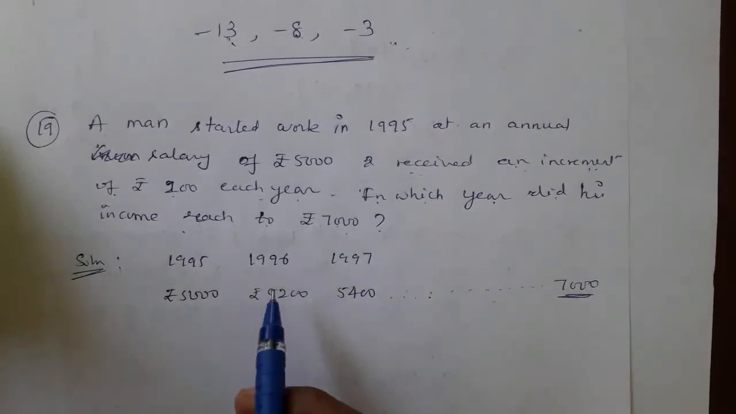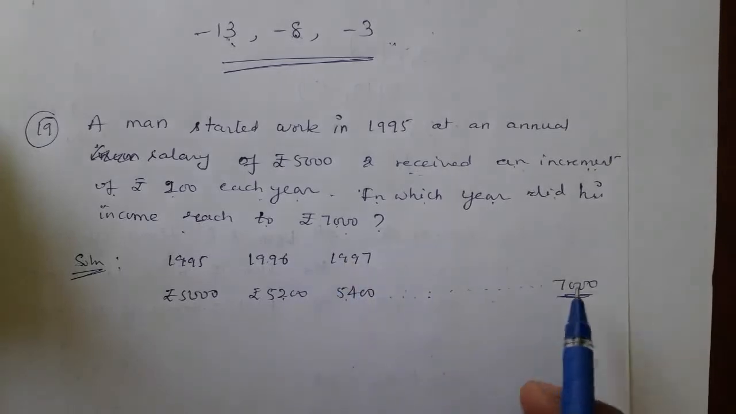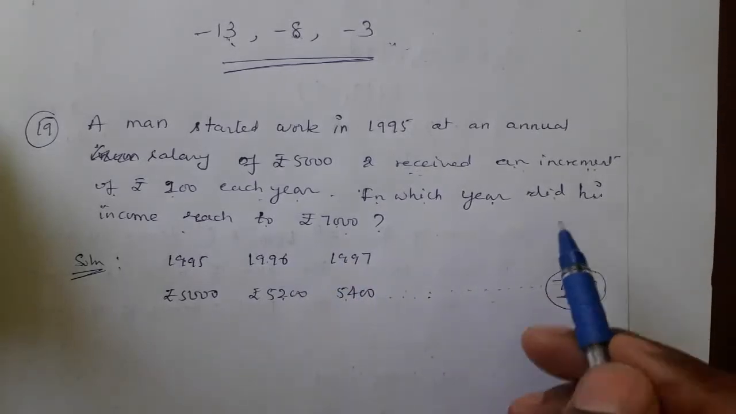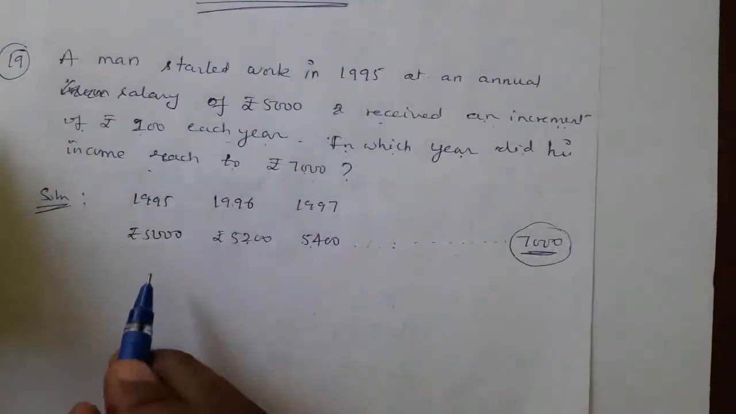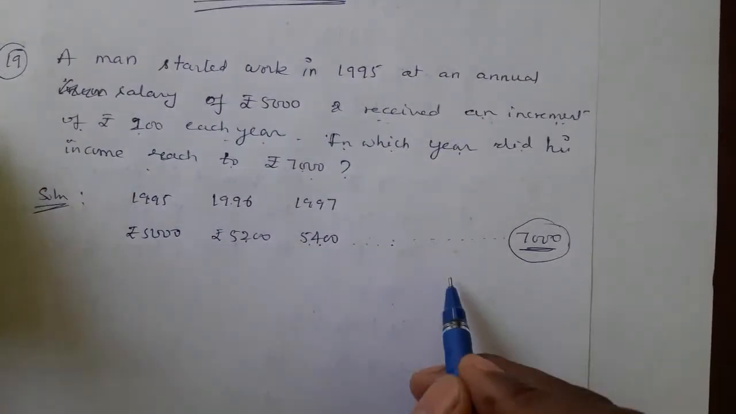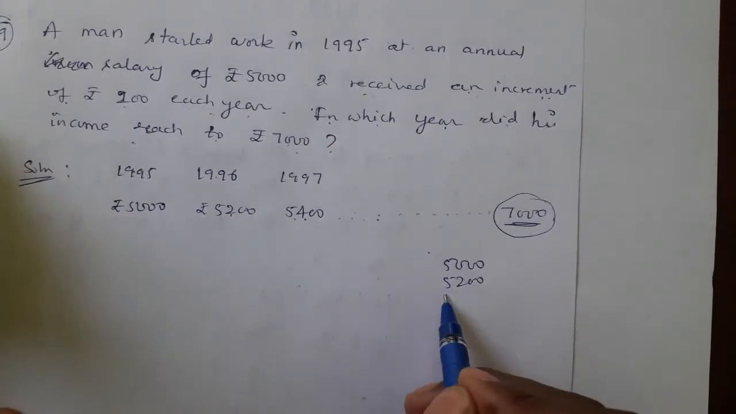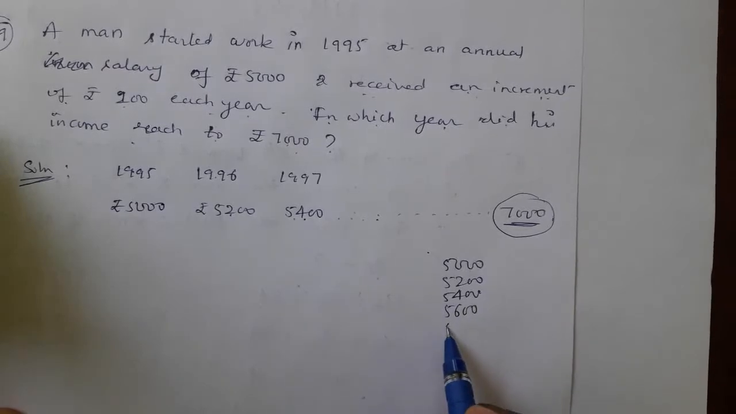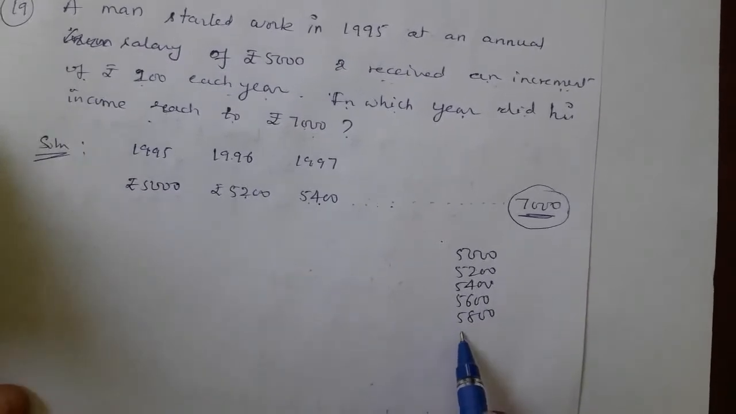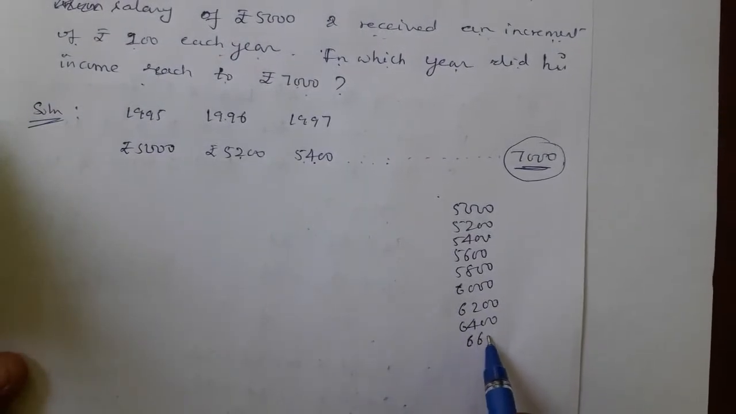See, 5,000 at which year? We know that. 5,200 we know that. 5,400 we know that. But 7,000 rupees salary, in which year does he get it? If you go by the practical method, this one finishes quickly. Look at 5,000. First it is 5,000. Next 5,200. 5,400. Next 5,600. 5,800 next year. Next 6,000. Next 6,200. 6,400. 6,600.